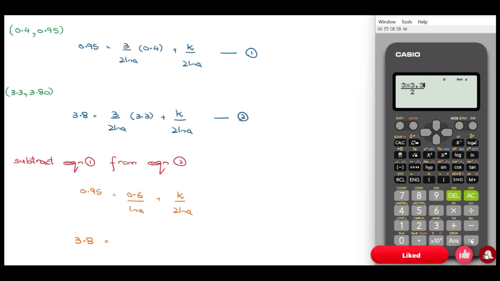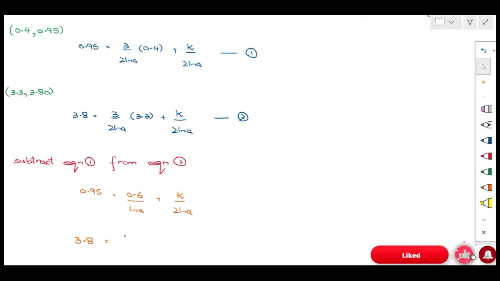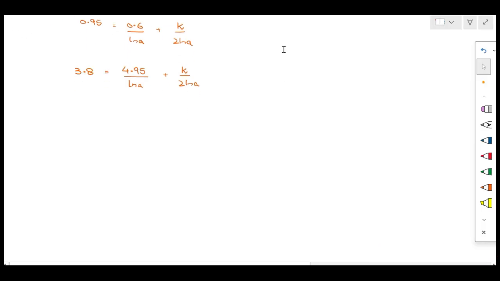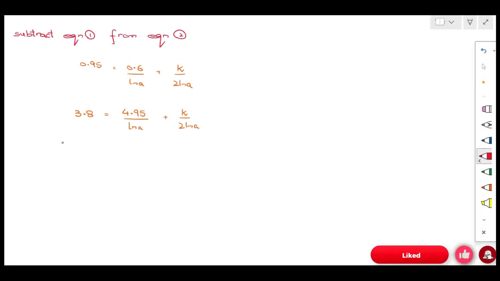This is 3.3. 4.95 divides natural log of a plus k over 2 natural log of a, right? Okay, now let me subtract the two equations. When we are subtracting these two equations, we can change the signs, negative and negative. Now this positive and this negative cancel out. Okay, we are just left with this.